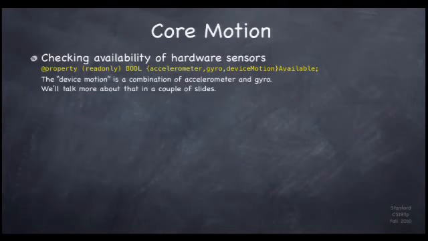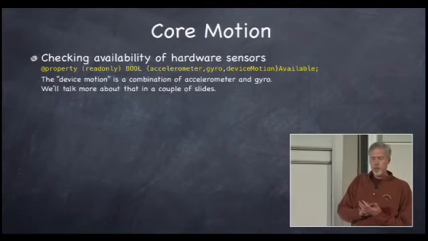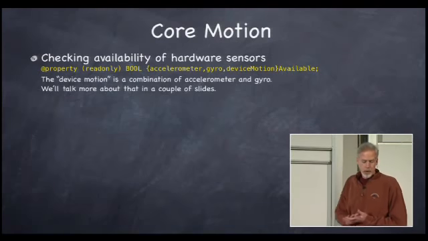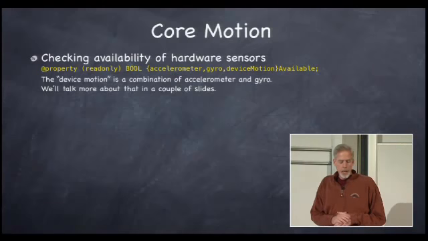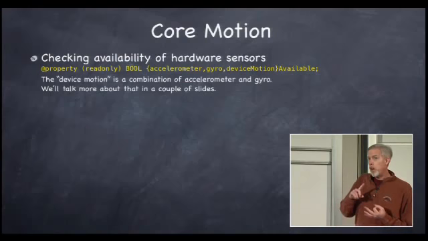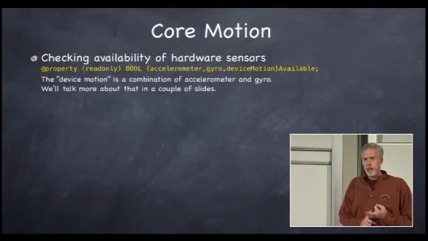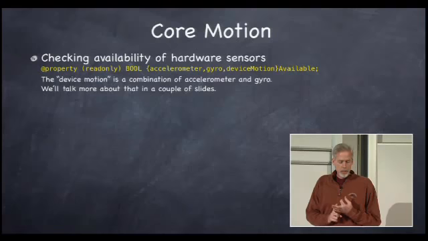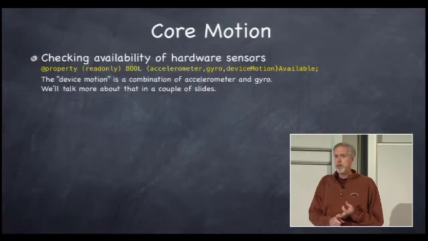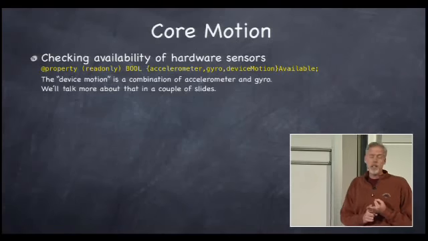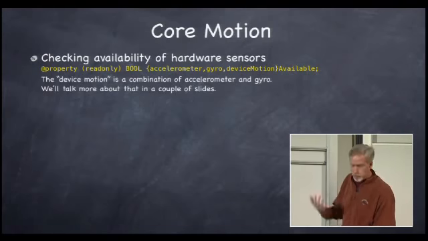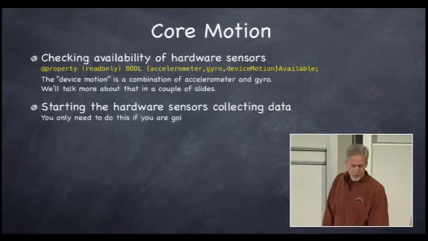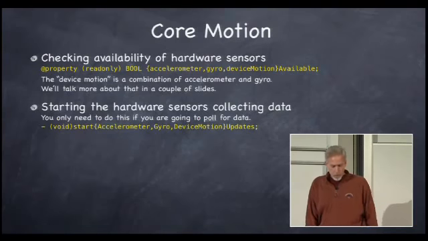So first let's talk about, in both cases, this thing of checking the availability of the hardware. Very, very simple. You have this property, it's read-only, it's a bool, and it's accelerometer available, gyro available, and also a thing called device motion available. Now device motion is something we're going to talk about in a couple of slides. It's essentially a combination of accelerometer and gyro. So you can check with this simple method whether the hardware you want is available.